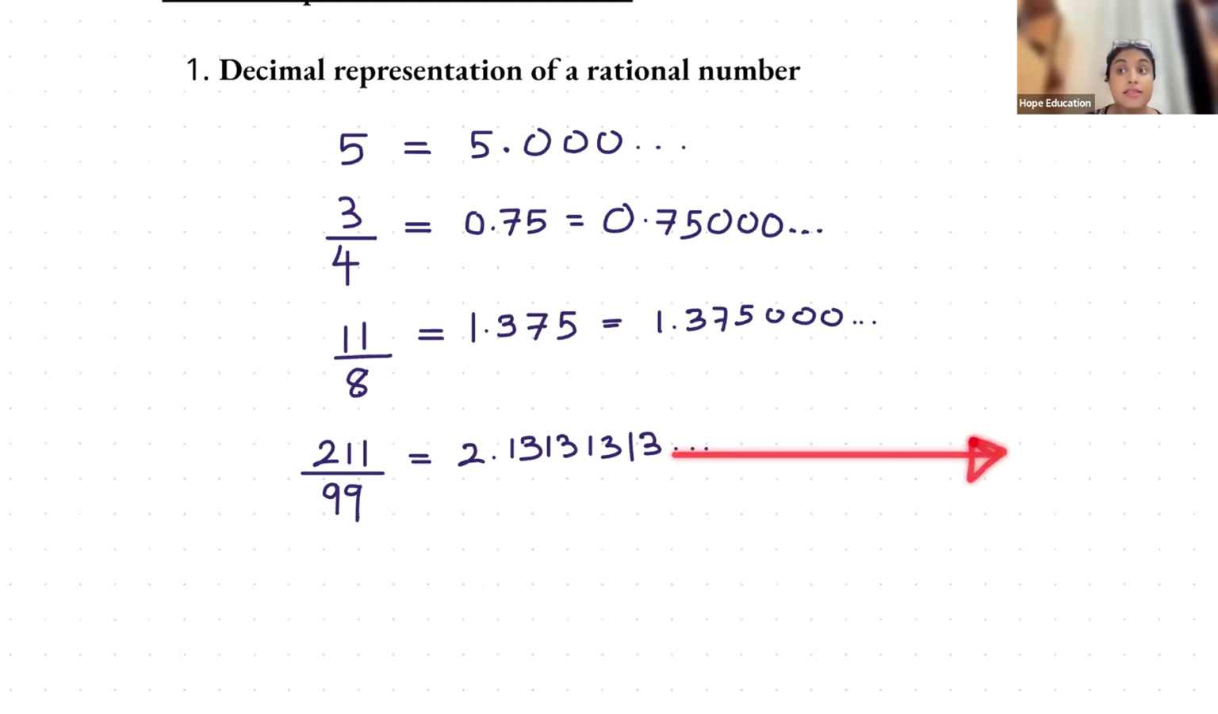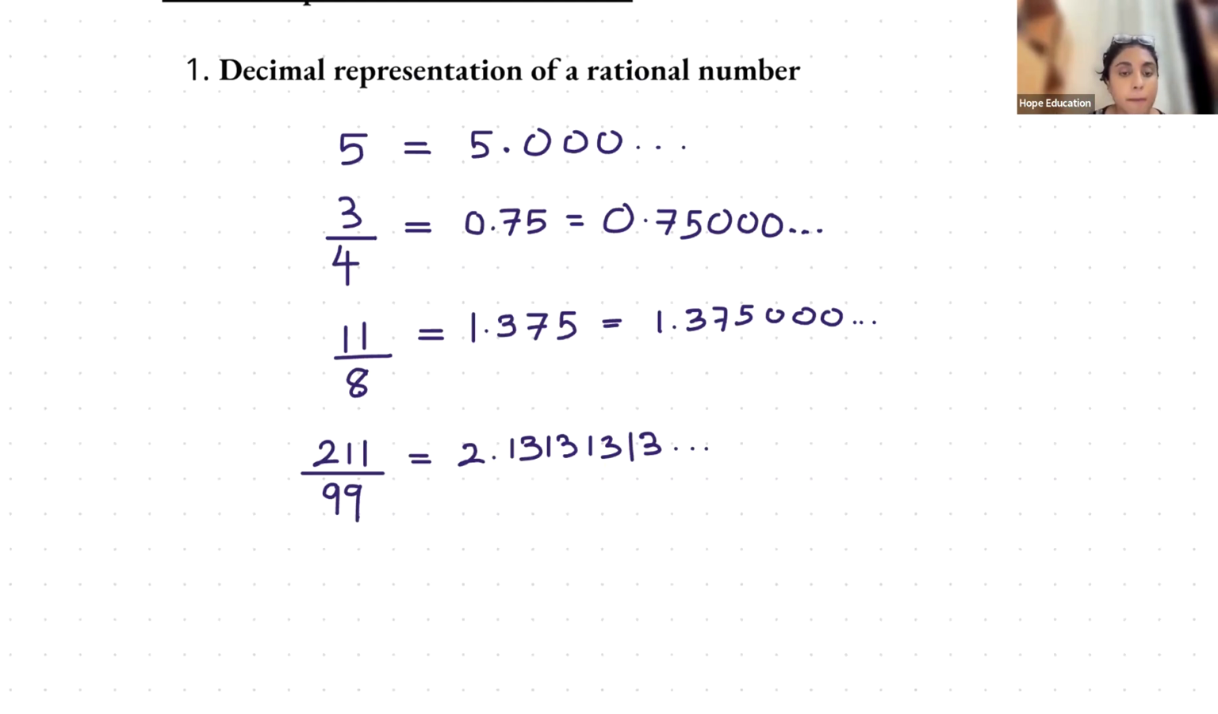However, there is a recurring pattern. 1 3 1 3 1 3. There is a pattern that recurs. Recurring means repeating. So there is a repeating pattern. So even though the decimal numbers are infinite, there is a recurring or a repeating pattern. So it is also a rational number.